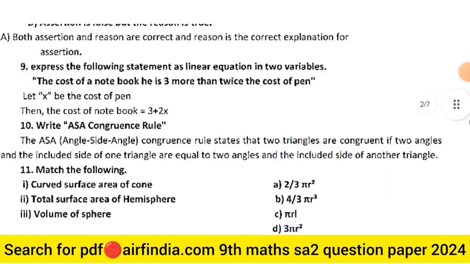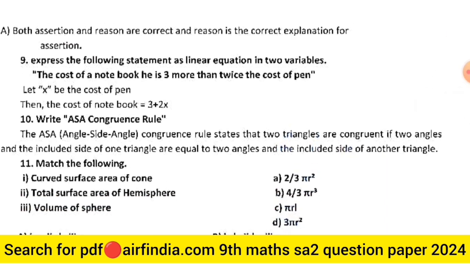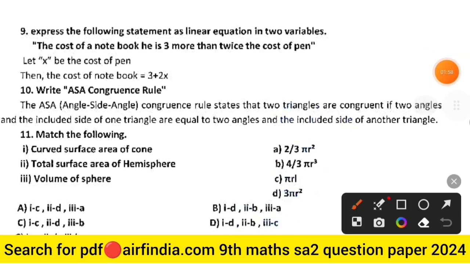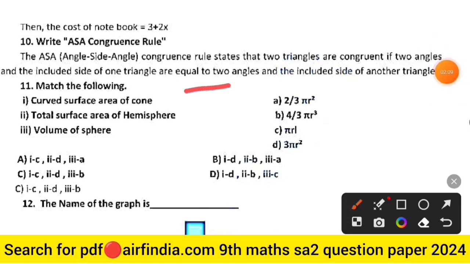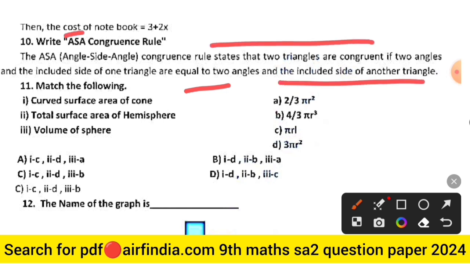Okay. Question number 9. Express the following statement as a linear equation in two variables. The cost of a notebook is 3 more than twice the cost of a pen. So let x be the cost of the pen, then the cost of the notebook is 3 + 2x. Okay, this is your answer. So question number 10 is write ASA congruence rule. Okay, so angle side angle is the full form of ASA. Okay, so this is your rule.